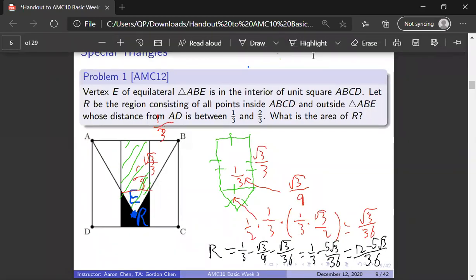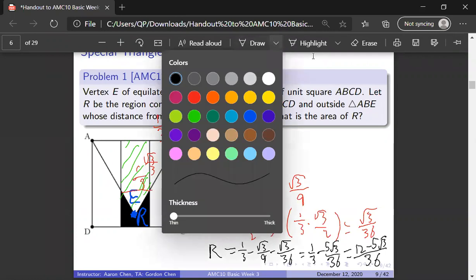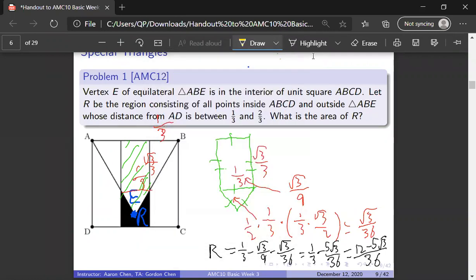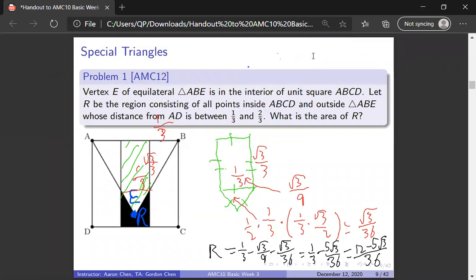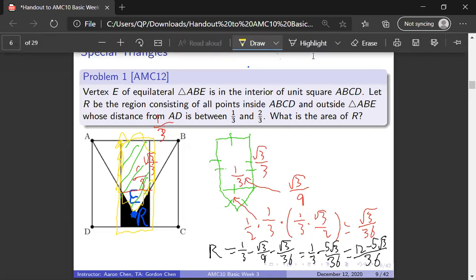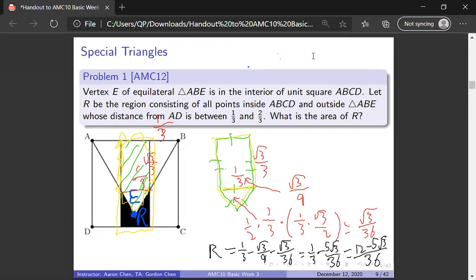I'll just start going over this problem. The area of R can be found by taking the area of this large rectangle and then subtracting off the area of this pentagon that is shaded in green. To find the area of the pentagon, we can break it up into two pieces, as shown here. One of them is an equilateral triangle, and the other is a rectangle. Now we can first do the rectangle.